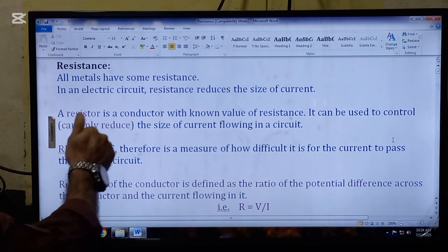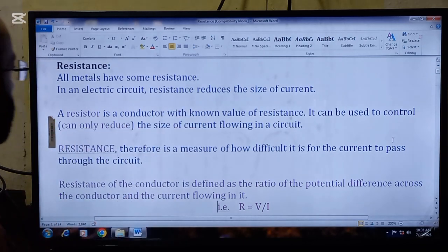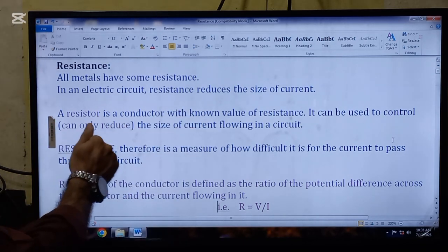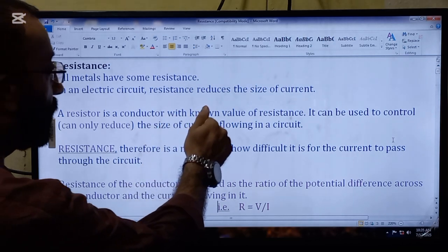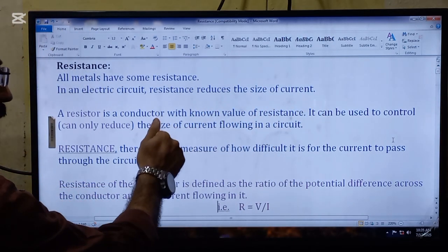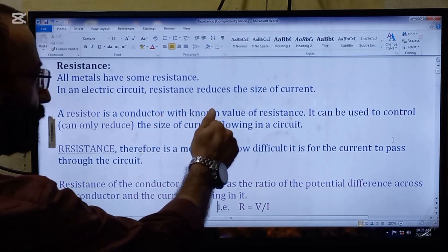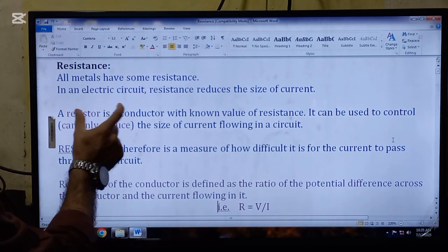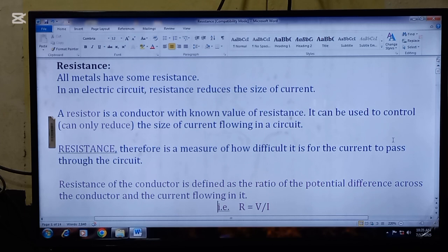Resistance. All metals have some resistance. In an electric circuit, resistance reduces the size of the current. So, the function of the resistance is to reduce the size of the current in an electric circuit.